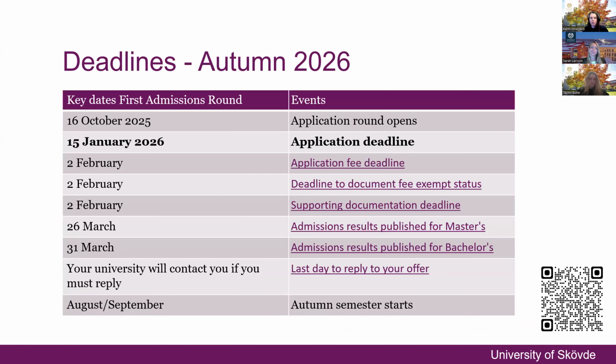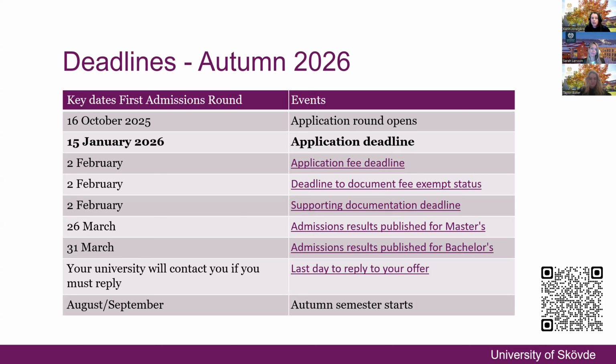And here are all the important deadlines. The application deadline, as mentioned, is the 15th of January 2026. The 2nd of February is the application fee deadline: you need to pay your application fee of 900 Swedish crowns, or about 90 euros, before that. The 2nd of February is also the deadline to document fee exemption status. If you come from a European country, you need to show that you are a European citizen, and then you don't have to pay tuition fees. Also on the 2nd of February, you need to send in your supporting documentation.